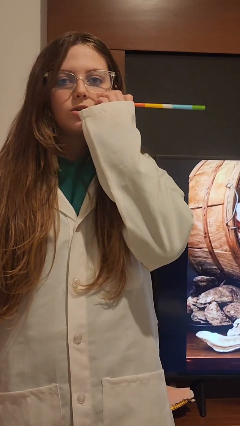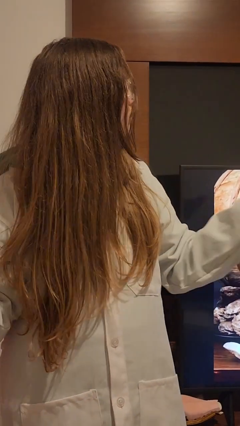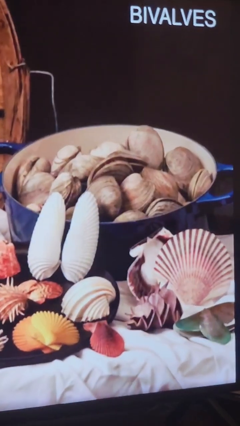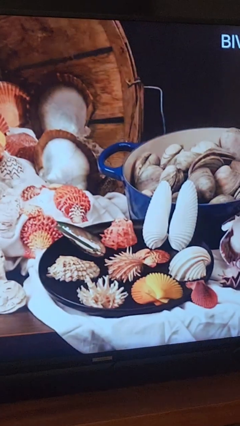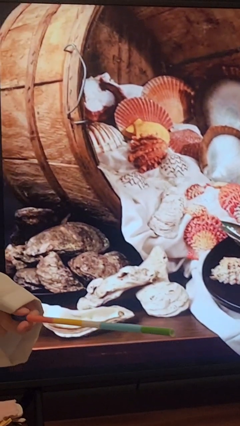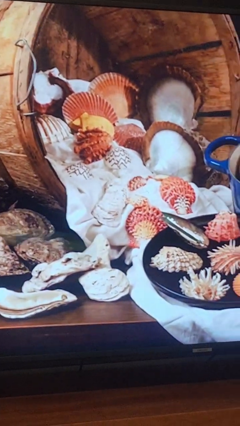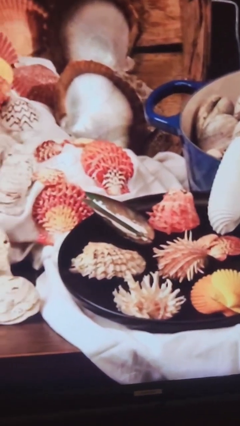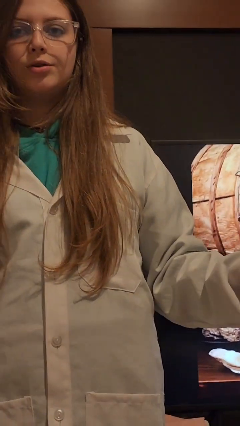Okay, now we're going to be talking about bivalves. Bivalves are animals that have two shells. As you see here, they are the mollusks with two shells. They include clams, oysters, mussels, and scallops. They have two shells joined by a hinge, and as you can see, they have no head or teeth, which is kind of obvious. They have a soft body inside, and they use a foot to dig and move through the sea and sand.